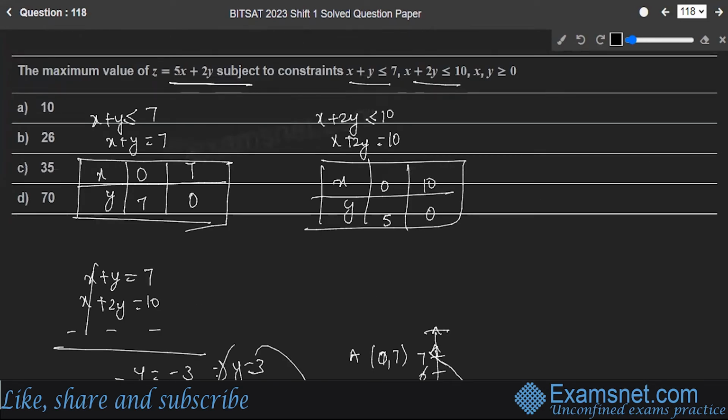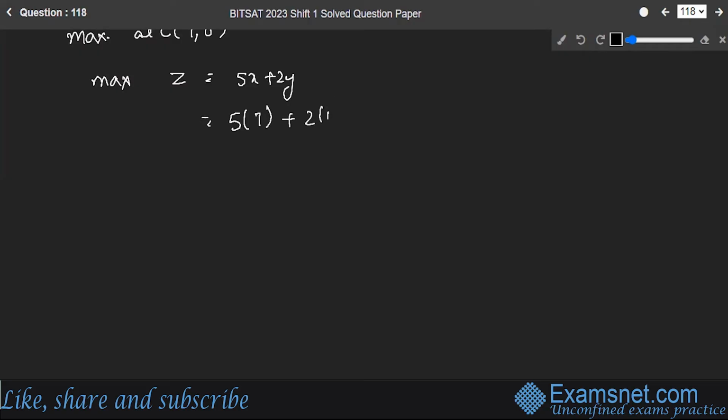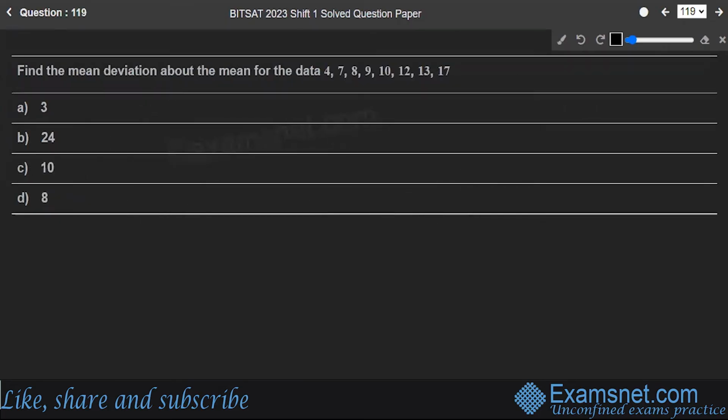It was 5x plus 2y. So this is equal to 5 into 7 plus 2 into 0, that is equal to 35. That makes option C the right answer. Hope you understood that. Let's move to the next question.